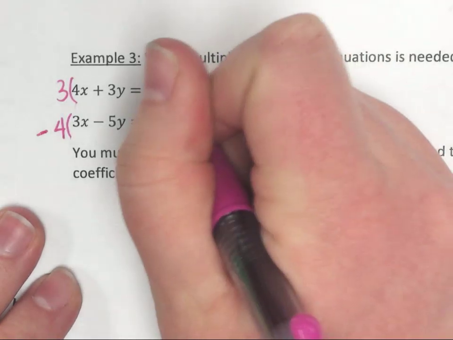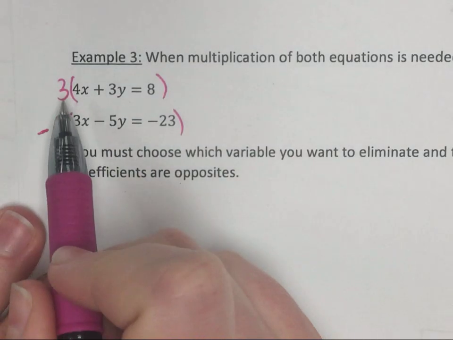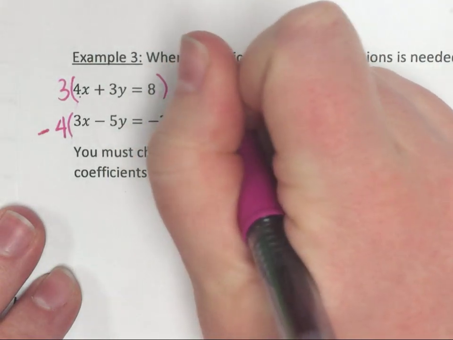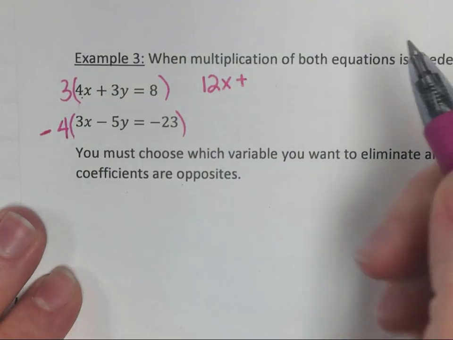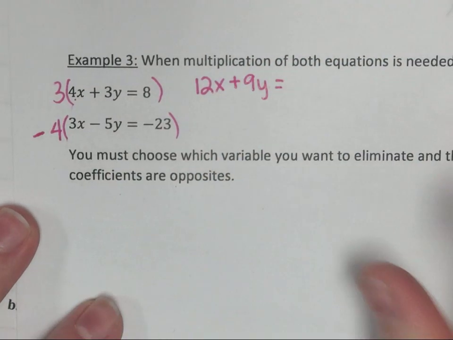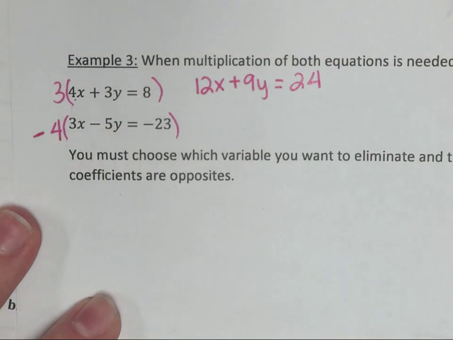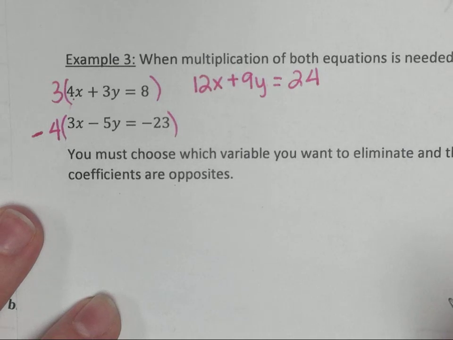No. Okay. When we multiply one of these equations, we have to multiply everything in the equation. 3 times 4x is 12x. Plus 3 times 3y is 9y. Is equal to 3 times 8 is 24. So all we have done, we have not changed the value of anything. We've just multiplied all the coefficients by 3. And on the other one, we're going to multiply all the coefficients by negative 4.